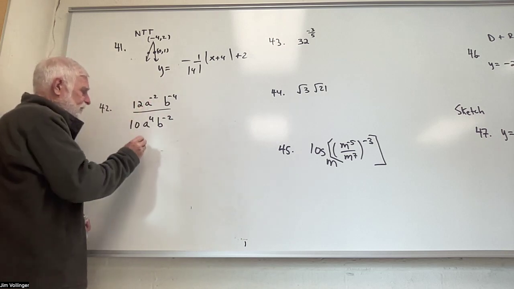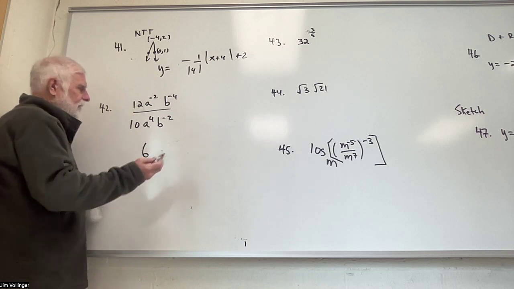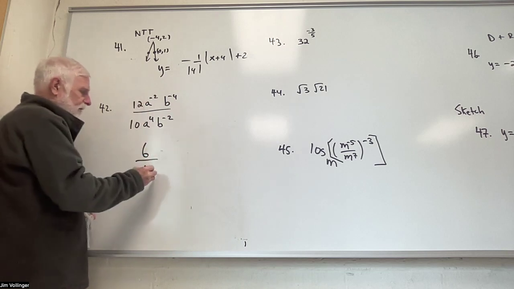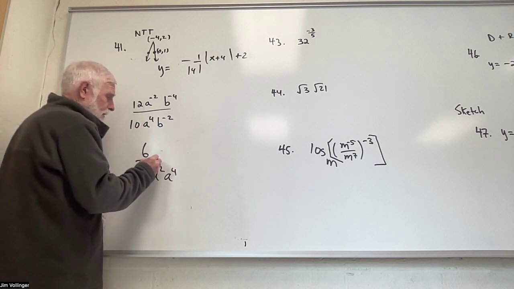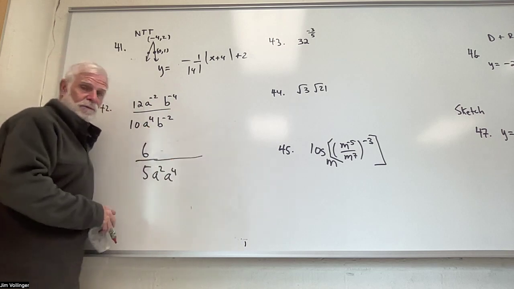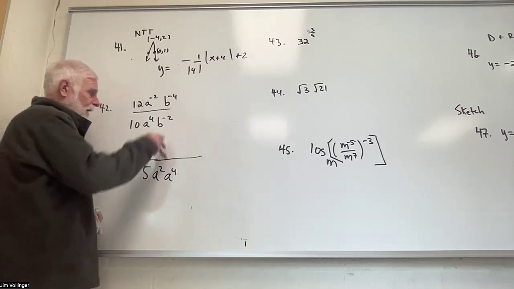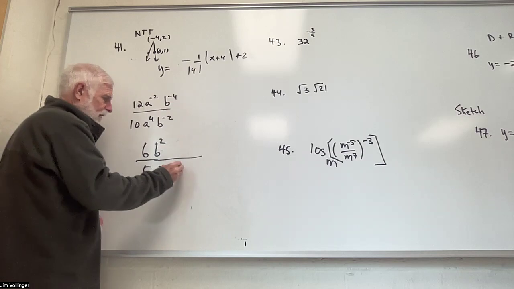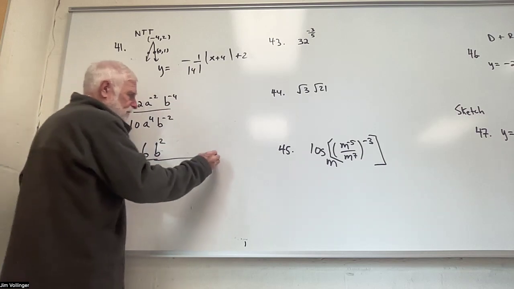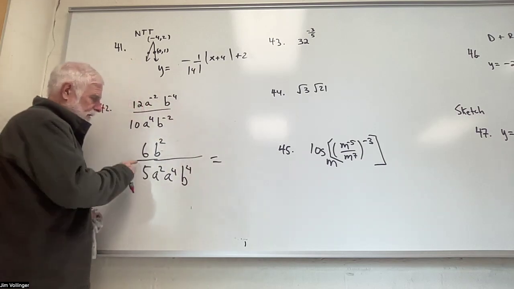I see a negative. Well, first 12/10 is 6/5. Right now, let's move the a to the -2 here. I'm going to leave a to the 4 there. I'm going to express things with positive exponents. B to the -2 means I've got b squared there. B to the -4 means I've got b to the 4 here. So what's my final reduction? 6/5.